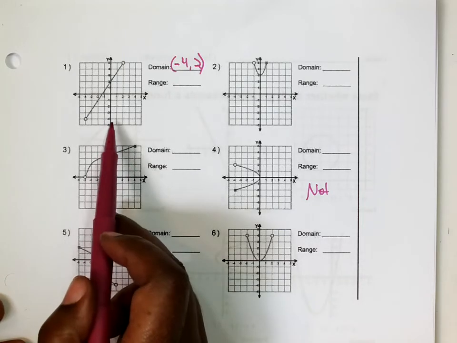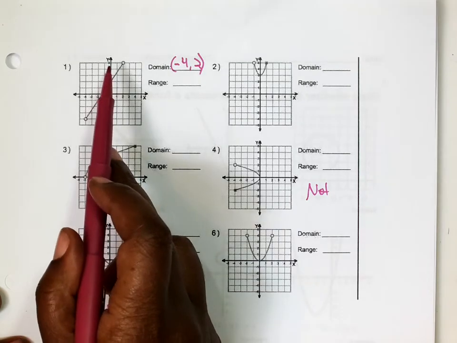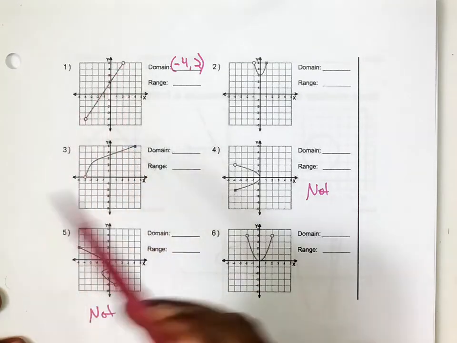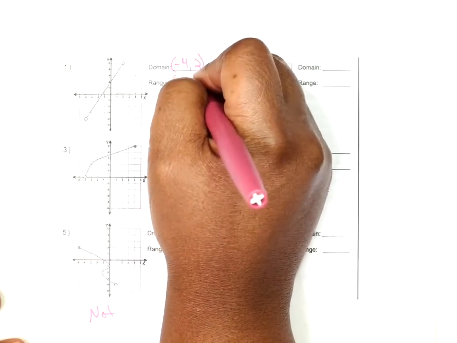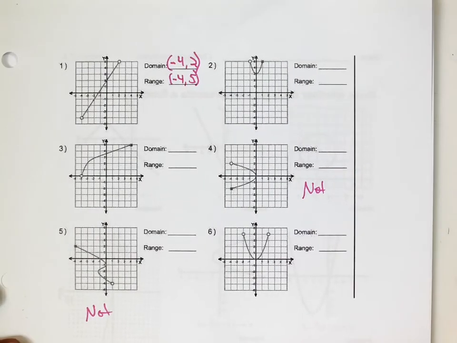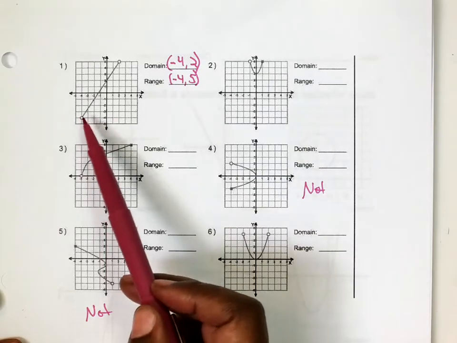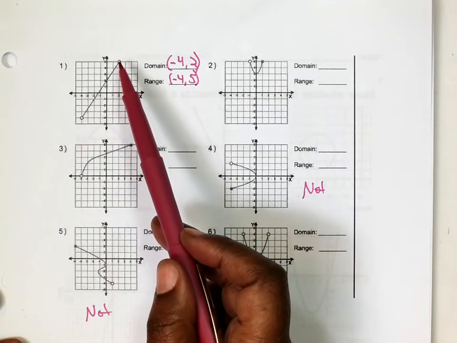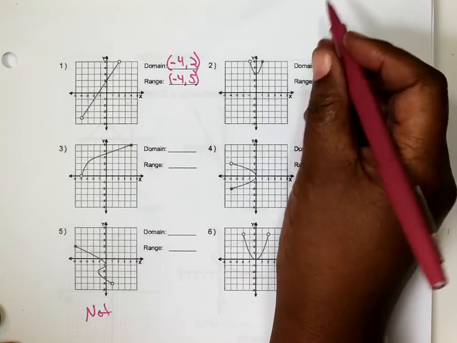Now I want to look at the y. The smallest y value is -4, and the largest y value is 5, but they're not included again because of the parentheses. So I'd have -4, comma 5, and I have to have parentheses by both of them. If you didn't have an open circle or a hard dot, you would just assume that it goes to infinity and -infinity. So we will be looking at some of those too.